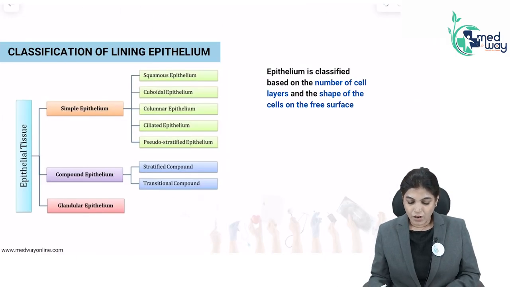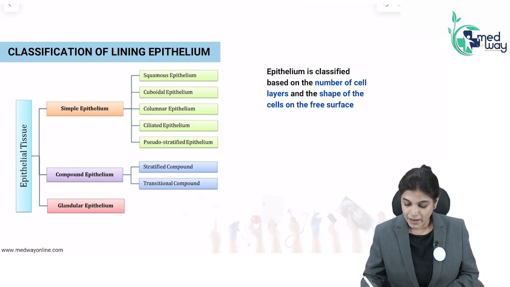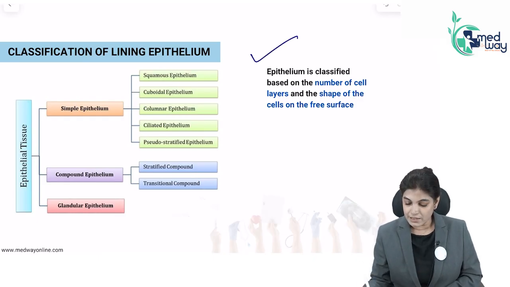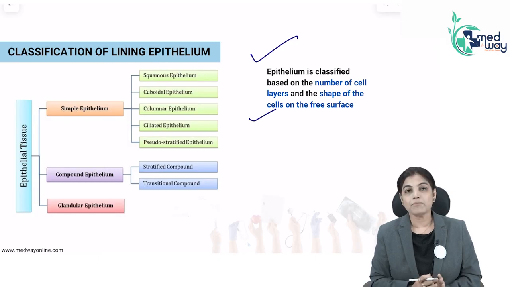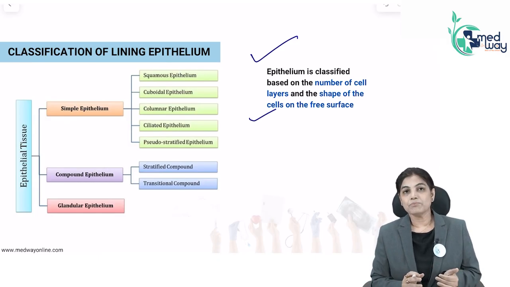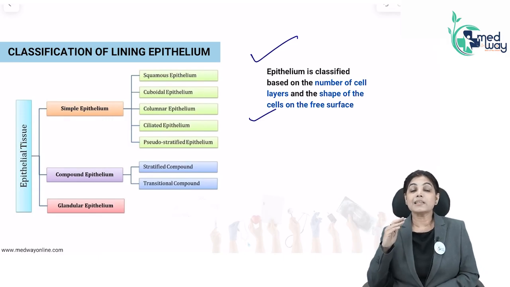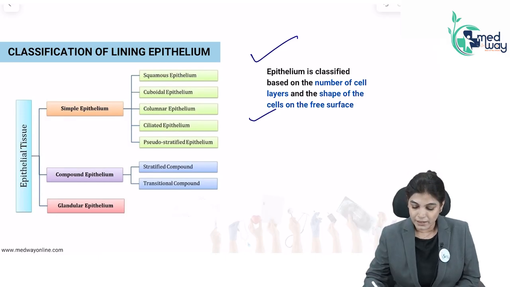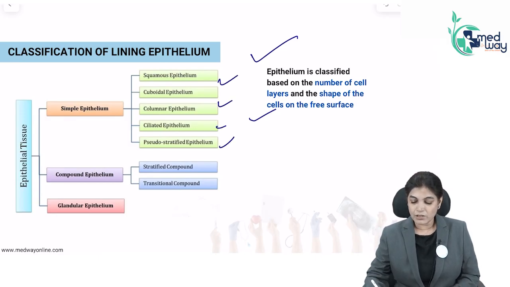Now again, let's talk about the classification of epithelium. As I told you, epithelium is classified on the number of cell layers and the shape of the cells on the free aspect. We will have either simple epithelium, where we have a single layer of cells which is classified on its shape. So we have simple squamous, simple cuboidal, simple columnar, ciliated epithelium, and also the pseudo-ciliated epithelium.